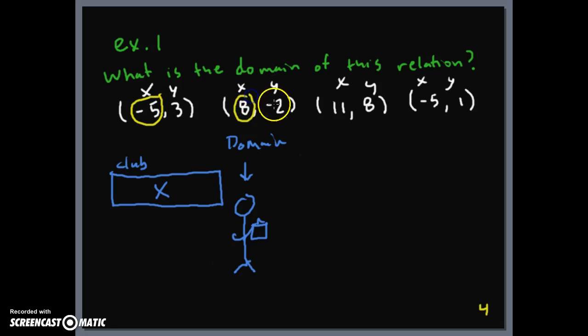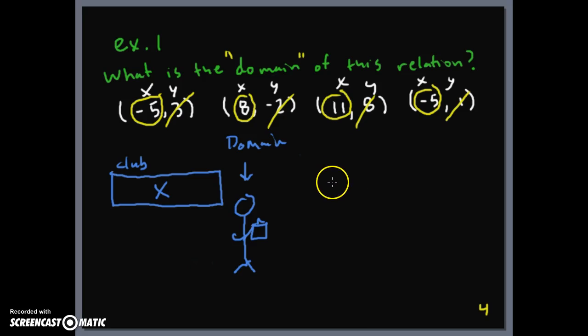So we've got -5, we've got 8, we've got 11, and we've got -5 again. 3 won't be let in, that's a y. -2 won't be let in, 8 won't be let in, and 1 won't be let in, because we're again talking about domain, and domain is the bouncer for club x. So if we're going to list in numeric order the values that will make it into club x, we would start with the lowest number first.